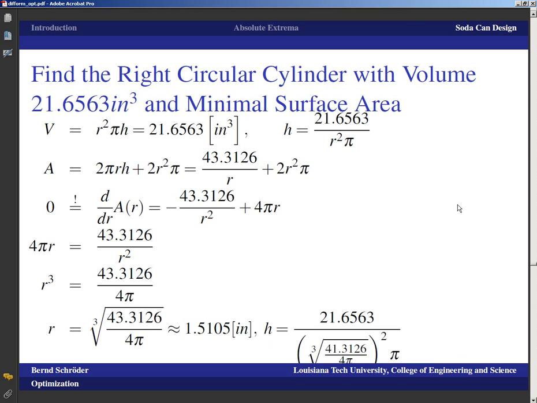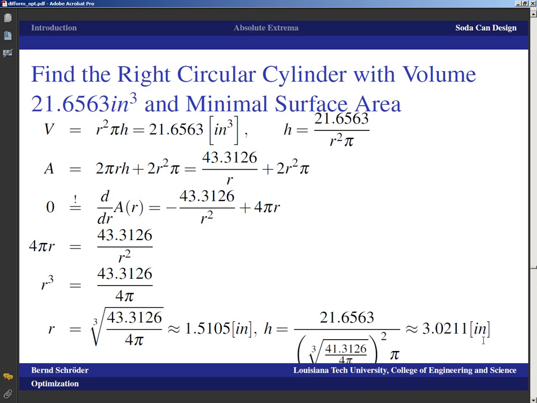And as I've said before, we're limited with our board space here, and it's always good to see everything in front of you. Well, we've got the radius. We also need the height. And the height, of course, is 21.6563 divided by whatever the radius is squared times pi. That squeezes in right here, and of course you stick that in a calculator or a computer, and you end up with 3.0211, and again, inches.